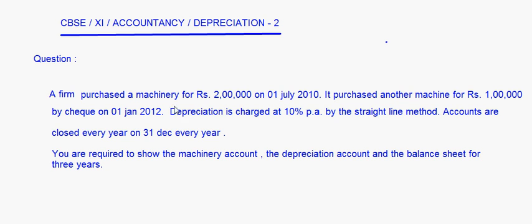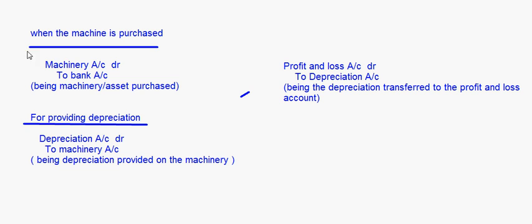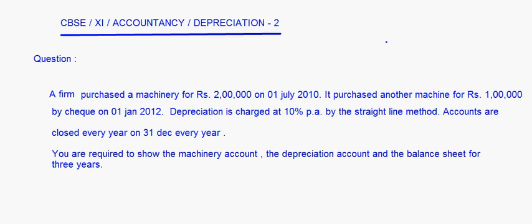Okay, so now I'll take up the ledger accounts. And one more thing is, this journal entry has to be shown every year. Here I have to show it for 3 years, starting from 2010, 2011 and 2012. So all the 3 years you will be making these journal entries, right?